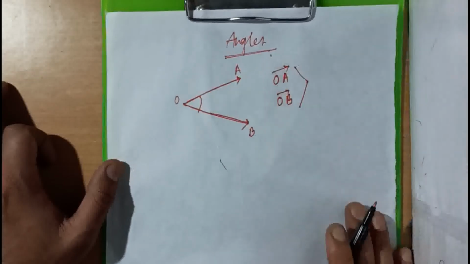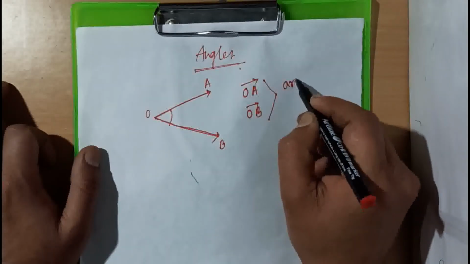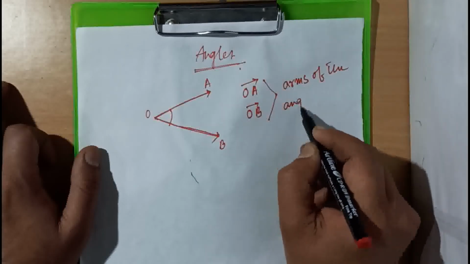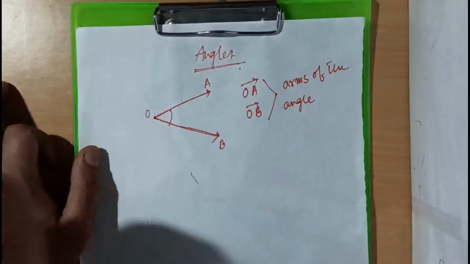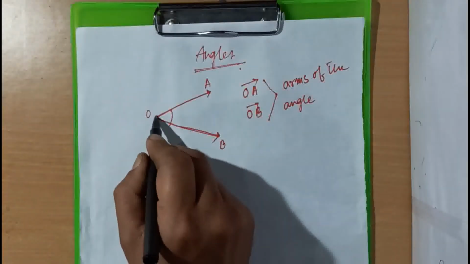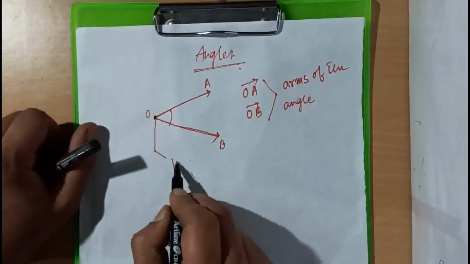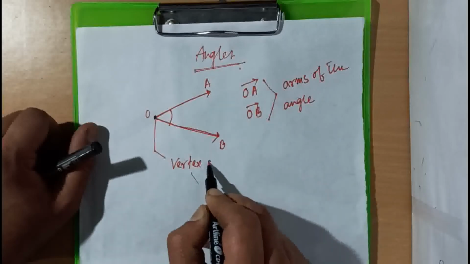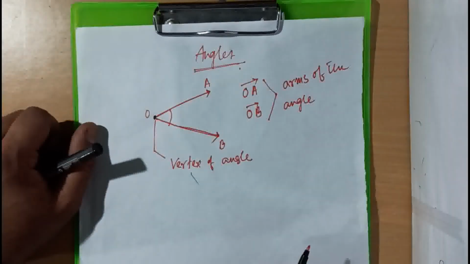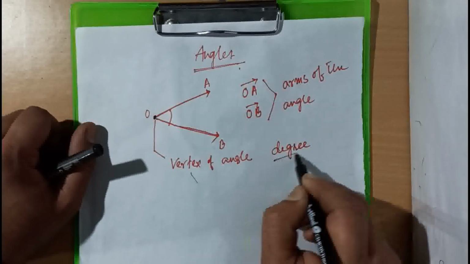These are actually rays, but these are the parts of the angle, so that is why they are called arms of the angle. And this particular point O is known as the vertex of the angle, and the space between them is known as angle, which is measured in degree. This one you know.